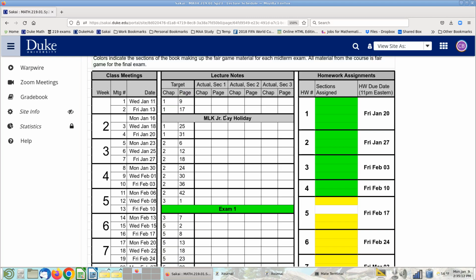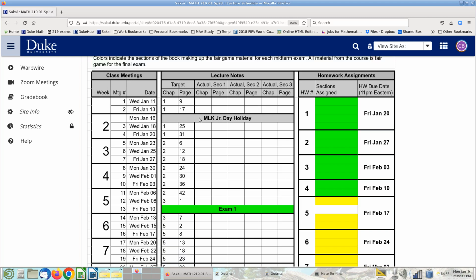In the next columns over here, you'll see I'm going to be documenting as we go through how far I actually got in Section 1 and in Section 2 and in Section 3. So those will help me keep track of where we are and that sort of thing. Okay.